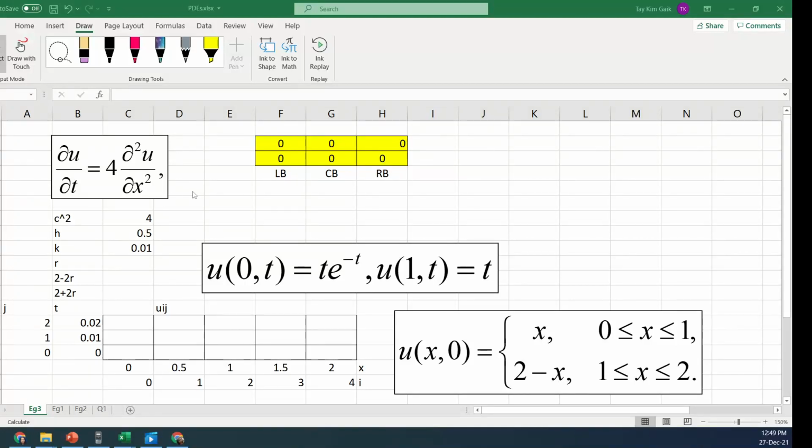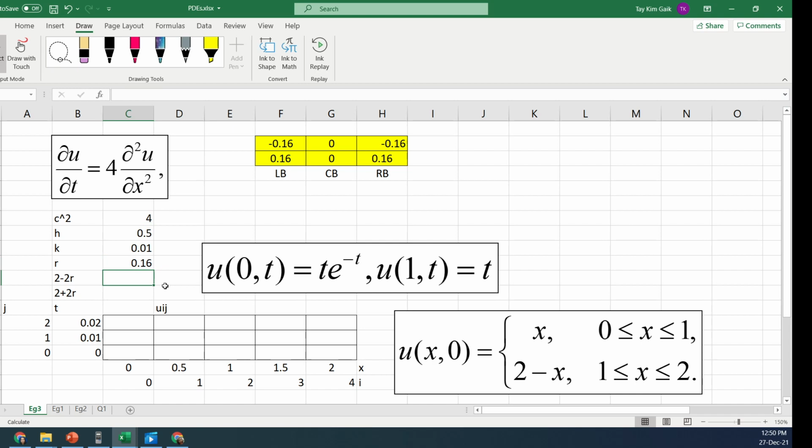To solve the heat equation by the Crank-Nicolson method using Microsoft Excel, for example, we have ∂u/∂t = 4 ∂²u/∂x². So c squared is 4, h given in the equation is 0.5, and k is 0.01. Then we can calculate r, which is k times c squared divided by h squared.